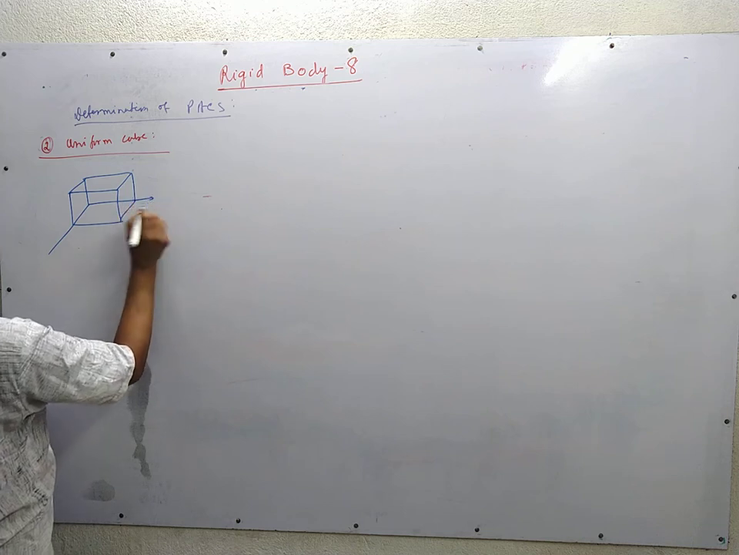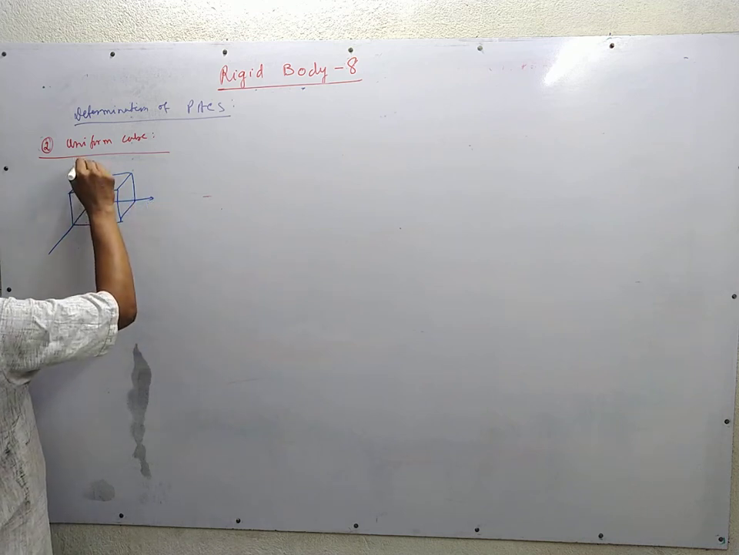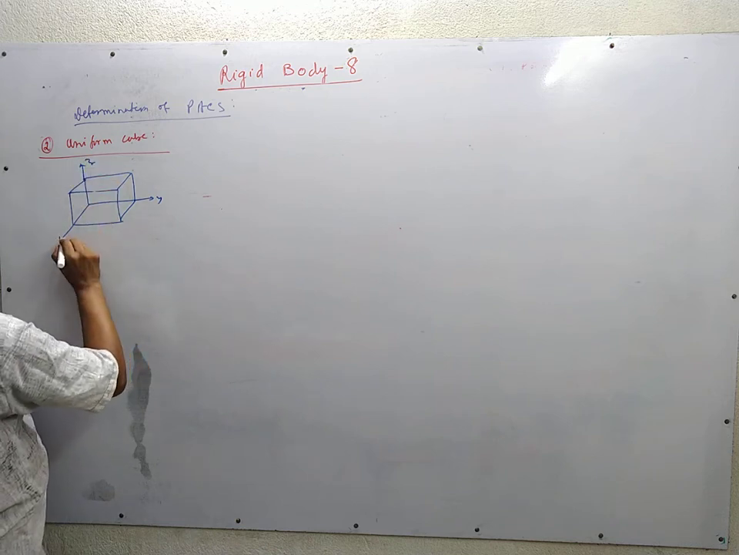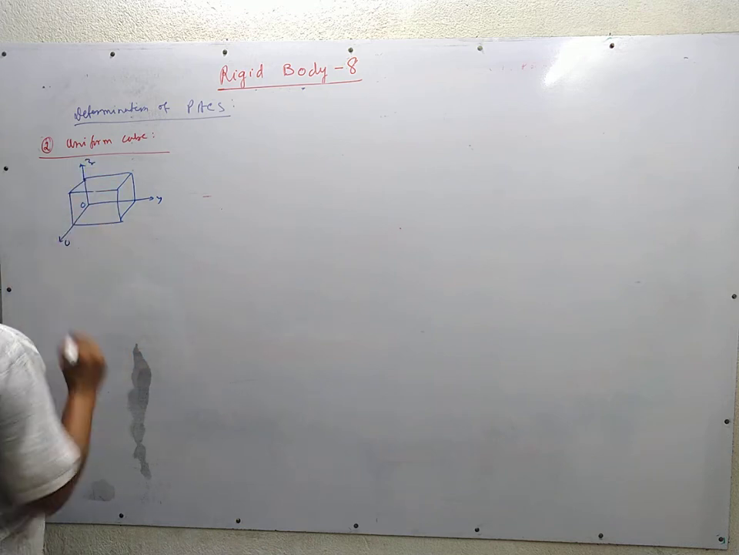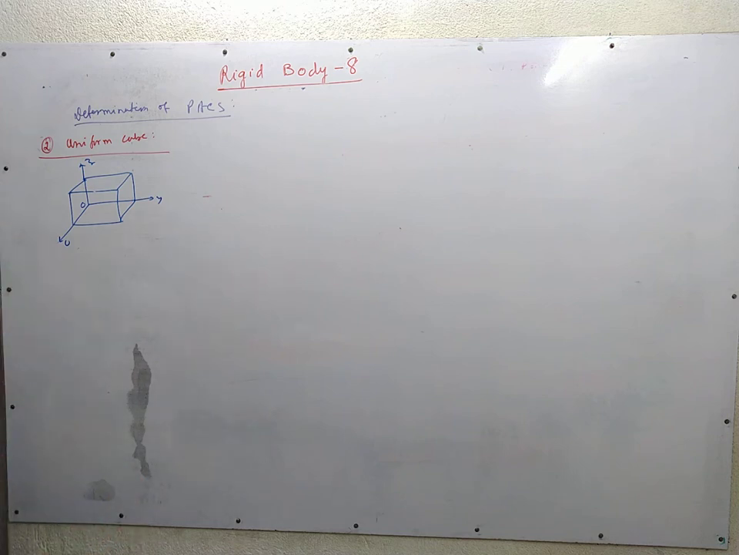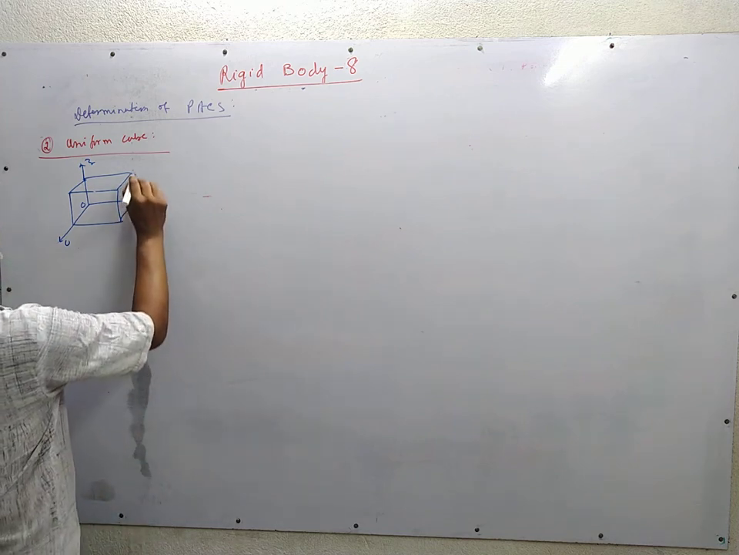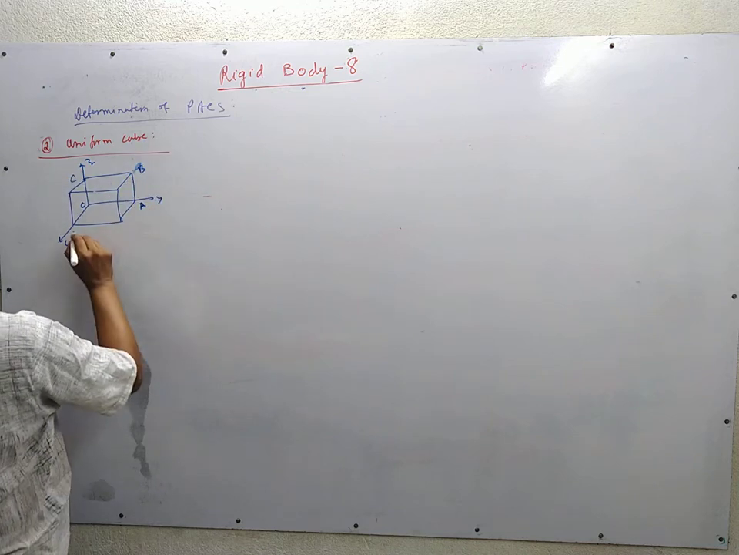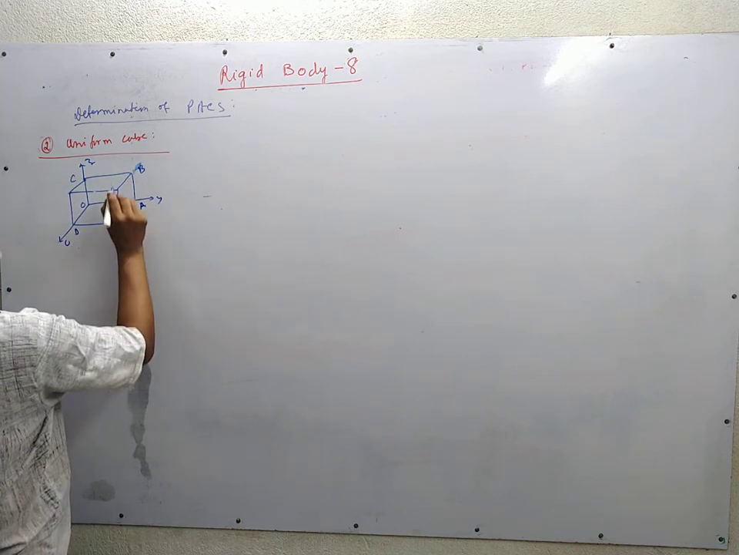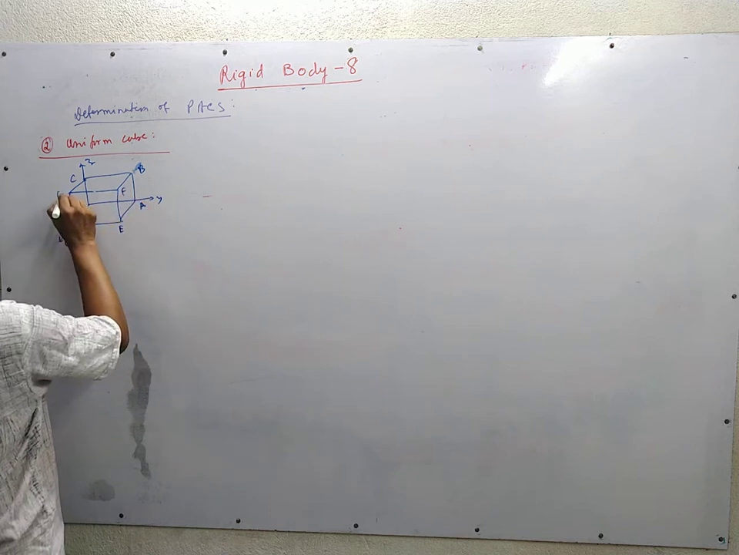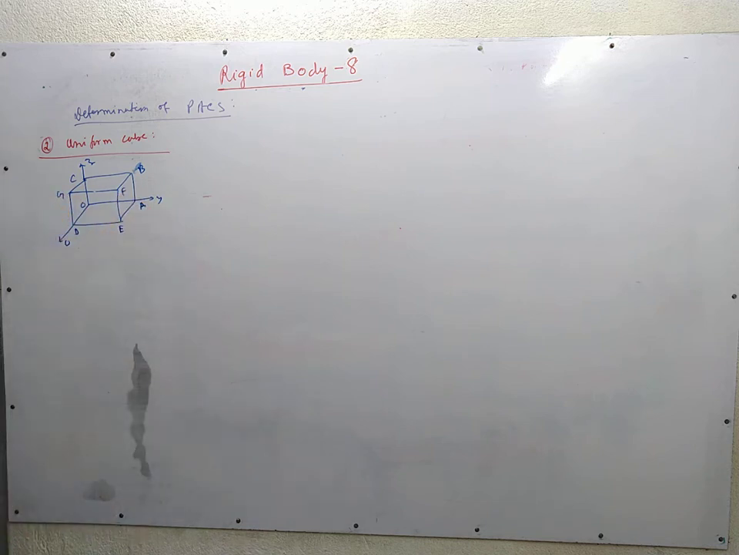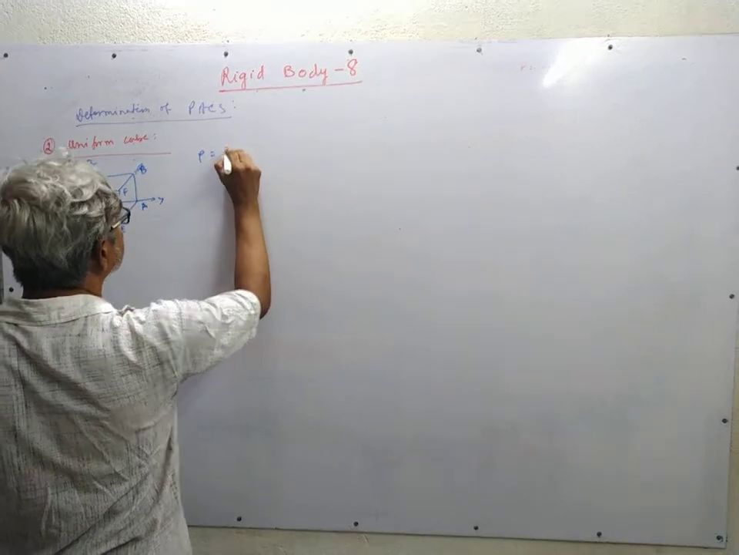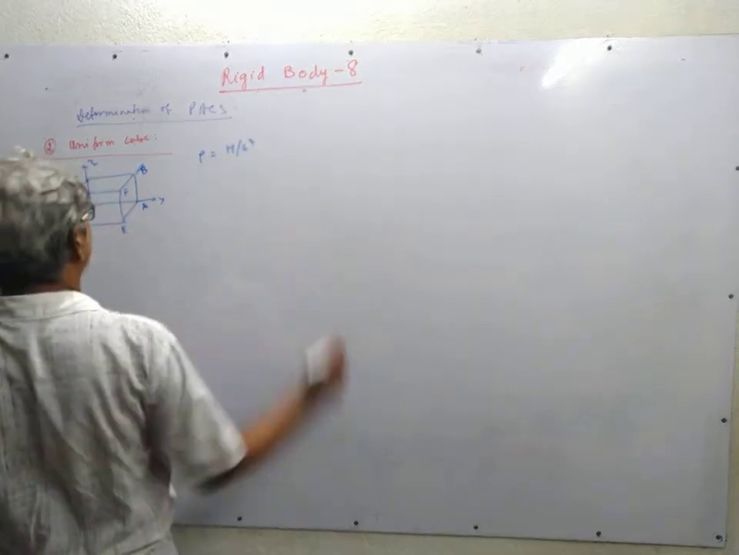So we choose the coordinate system in this fashion. This is y, z, this is x, and the origin is at that corner. So the cube is OABC, DEFG. The mass is m, so the density is m by a cube.